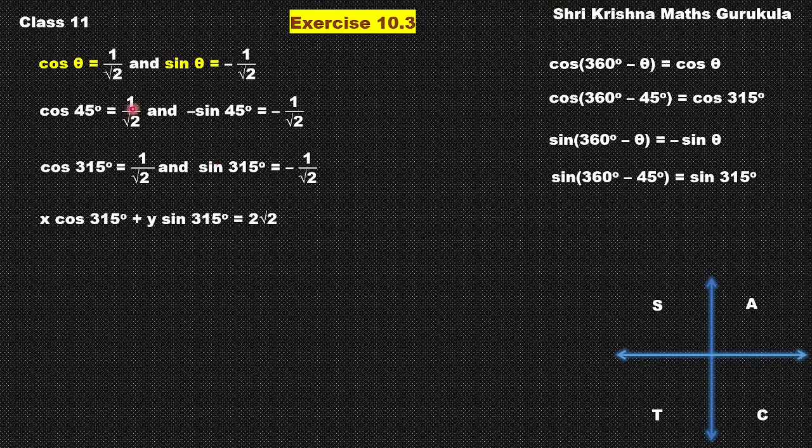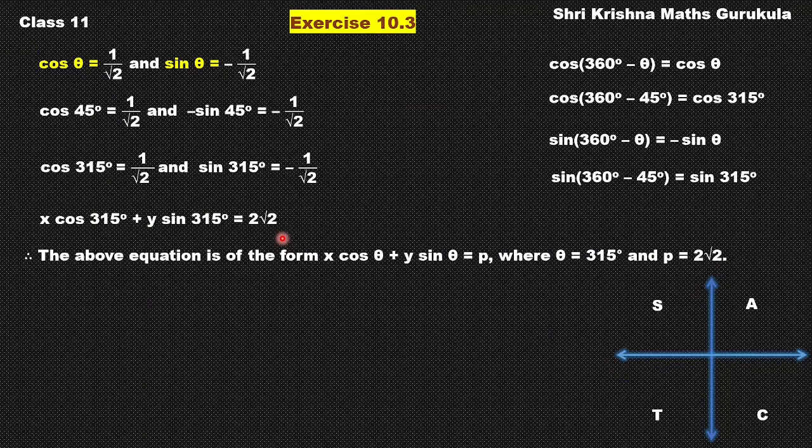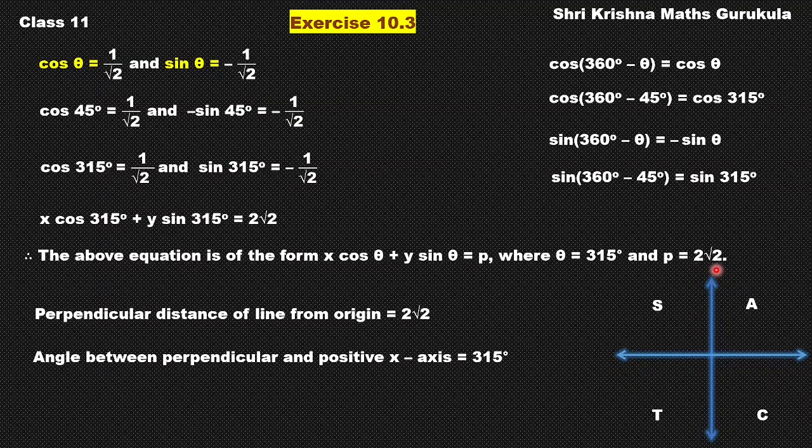Now we will substitute for 1 by root 2 and minus 1 by root 2 in the equation, which gives us x cos 315 plus y sin 315 is equal to 2 root 2. So compare it with the standard form. That gives us theta as 315 and perpendicular distance as 2 root 2. That's all for this sum.